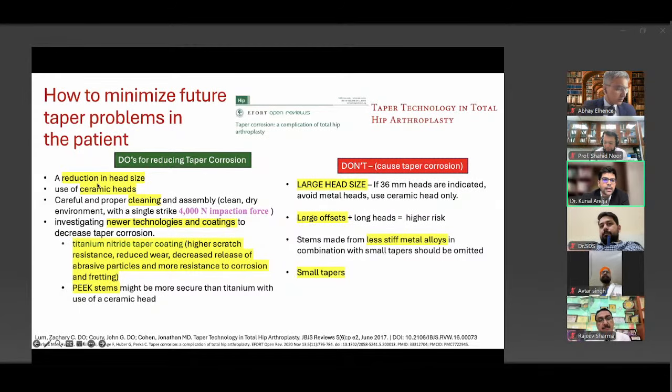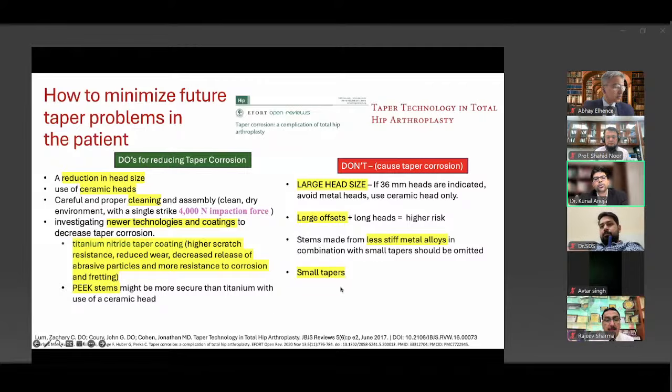So a basic summary of how to minimize future taper problems in the patient, the do's and don'ts. We have to reduce the femoral head size. If we are using a large size, more than 36 mm, it has to be ceramic. We have to clean the surface properly. It has to be a dry, clean environment and a single strike with the hammer for engaging the head onto the neck. Newer technologies are still being explored, like coated necks and PEEK stems.